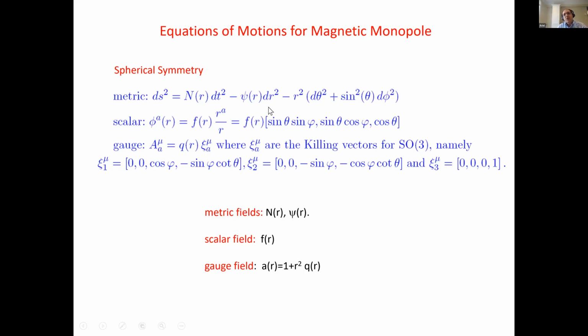So in essence, everything that continues now is something that would proceed in any calculation of the magnetic monopole. And the magnetic monopole is calculated in spherical symmetry, okay? So you have a spherically symmetric metric, and that requires only two functions of r. Then our scalar field is spherically symmetric, so it's f of r with this dependence on angles. And the non-abelian gauge fields are proportional to the Killing vectors of SO(3), okay? And that's how you maintain the spherical symmetry. So you basically have n of r, psi of r, f of r, and little a of r, and you get the equations of motion for each one.